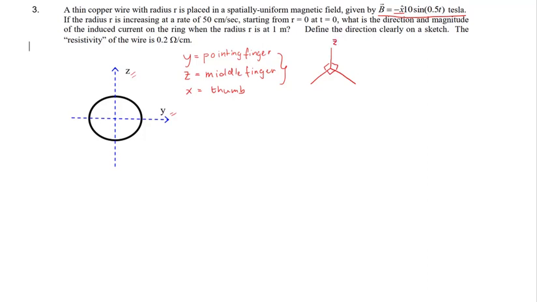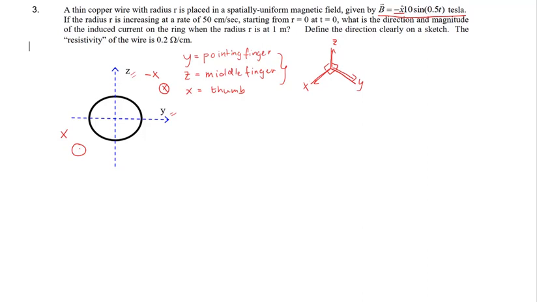Since z is given on top and y to the right, so we have middle finger pointing up, pointing finger pointing this way, and our thumb is pointing this way, which makes this x-axis. So I could write here that x, or positive x, is going out of the page, therefore our negative x is going into the page.